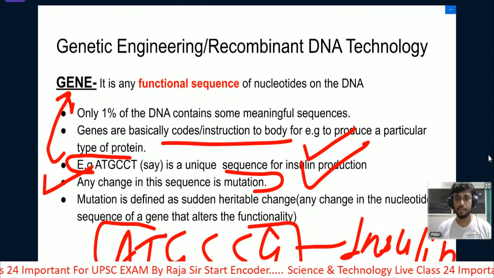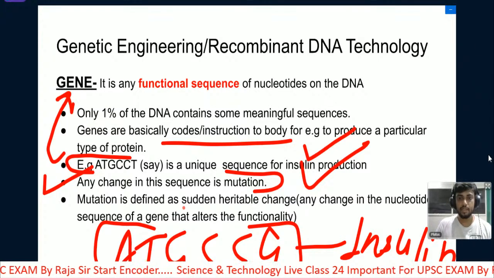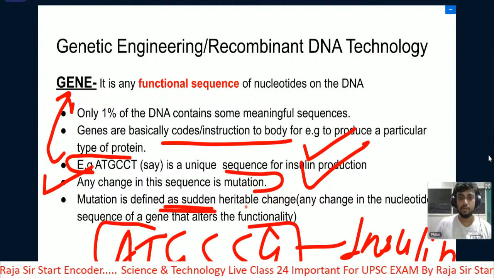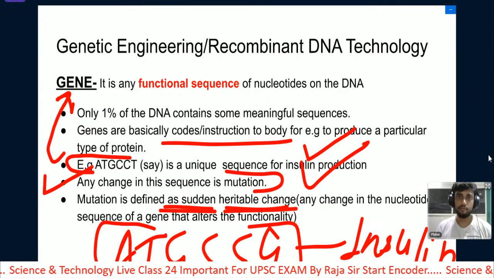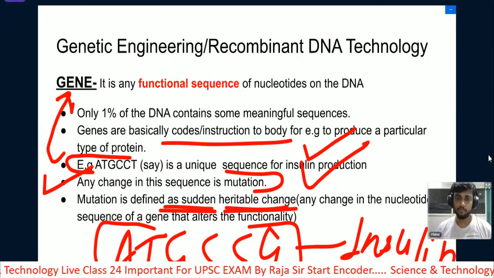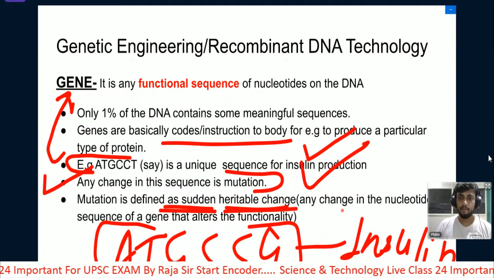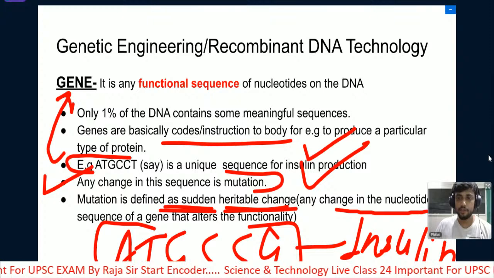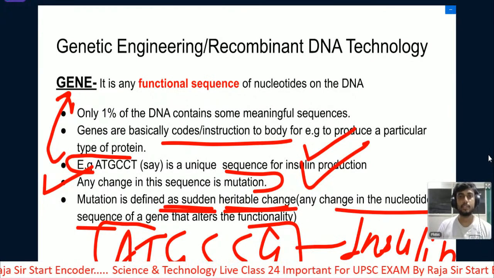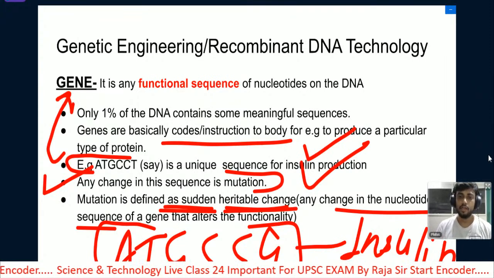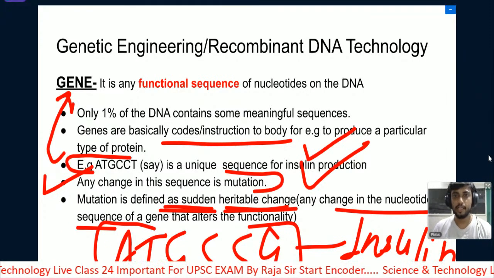Mutation is defined as a sudden heritable change. This change will be carried forward to the offspring. Basically it is the change in the nucleotide sequence. The nucleotides are the nitrogenous bases plus sugar plus phosphate. So any change in this sequence is basically the change of the gene, and this is known as mutation.